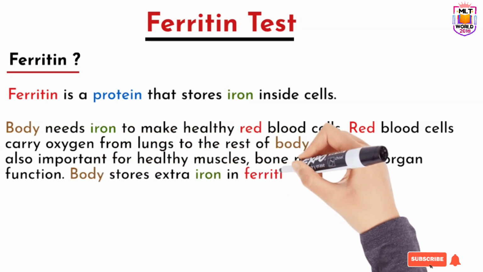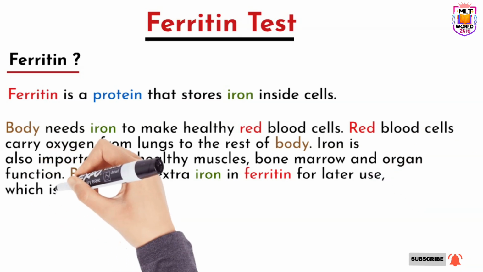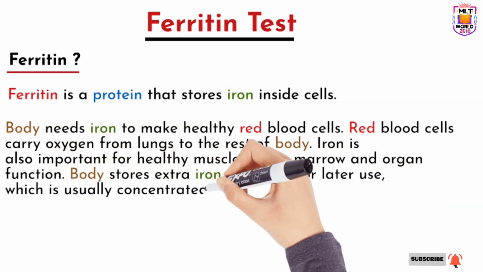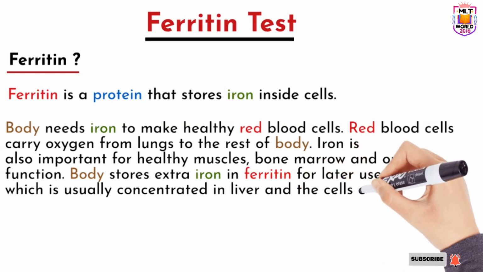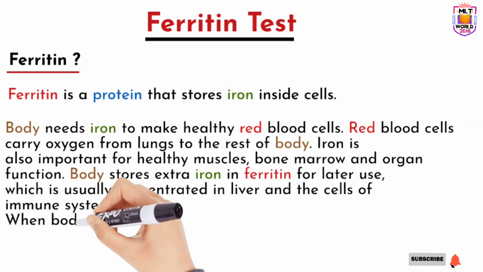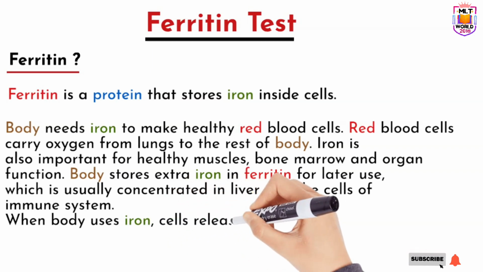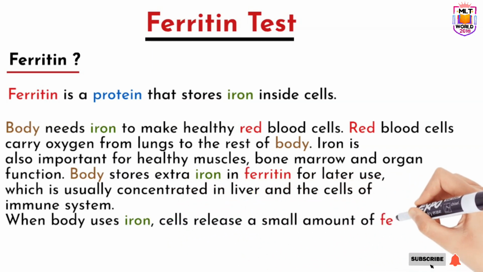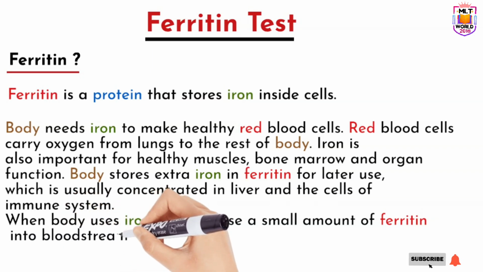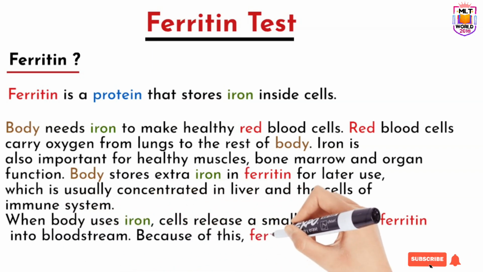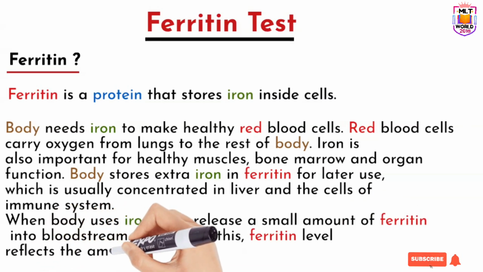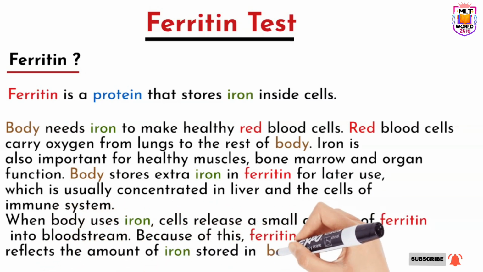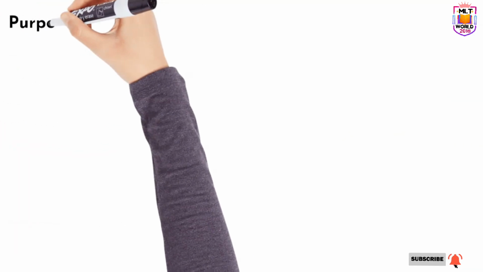So the body stores extra iron in the ferritin for later use, which is usually concentrated in the liver and the cells of the immune system. When the body uses iron, the cells will also release a small amount of ferritin into the blood that we will check in the laboratory. Because of this, the ferritin level reflects whether the amount of iron in our body is enough or not.